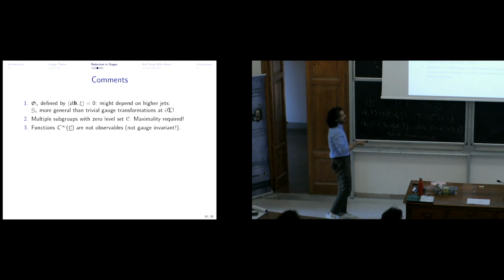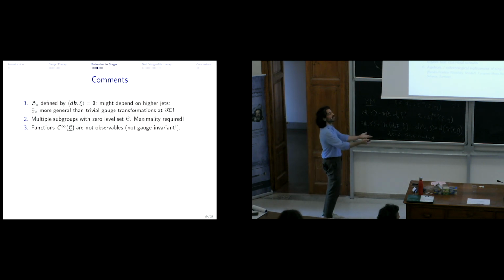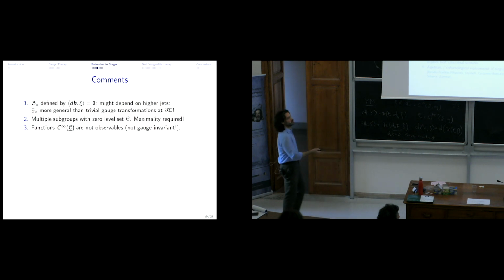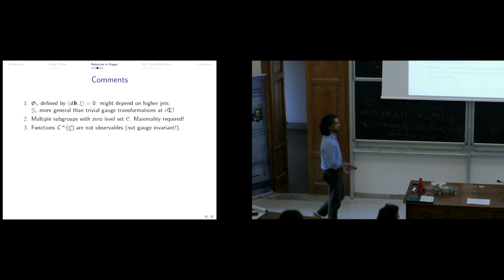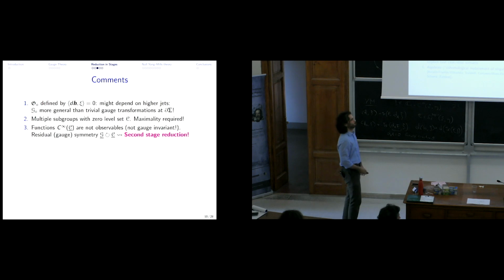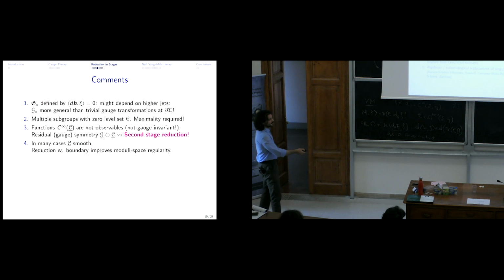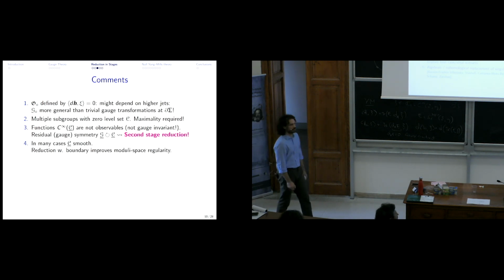From a physical point of view, if you just stop at the first stage reduction, well, you don't get observables. These functions have a residual gauge action. Okay, so these are not gauge invariant. So are these observables? It's a philosophical question, perhaps, but okay, from a mathematical point of view, it makes sense to quotient. So we go to second stage reduction. In many cases, this first stage reduction is Frechet smooth. Okay, so this is a fact.